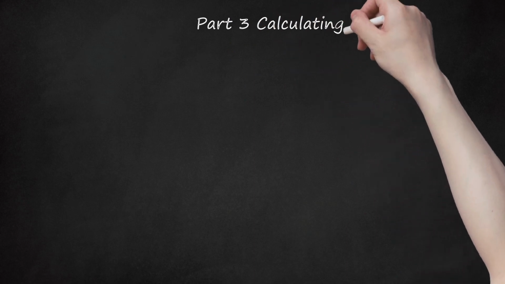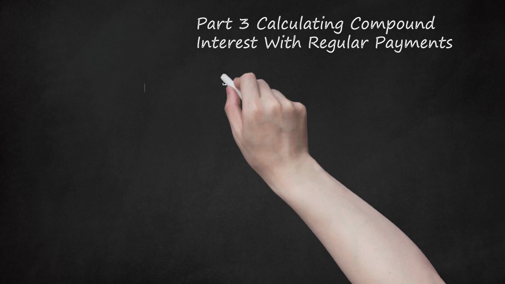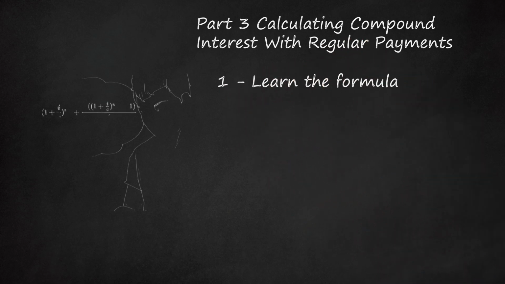Part 3. Calculating compound interest with regular payments. 1. Learn the formula. Compounding interest accounts can increase even faster if you make regular contributions to them, such as adding a monthly amount to a savings account. The formula is longer than that used to calculate compound interest without regular payments, but follows the same principles.